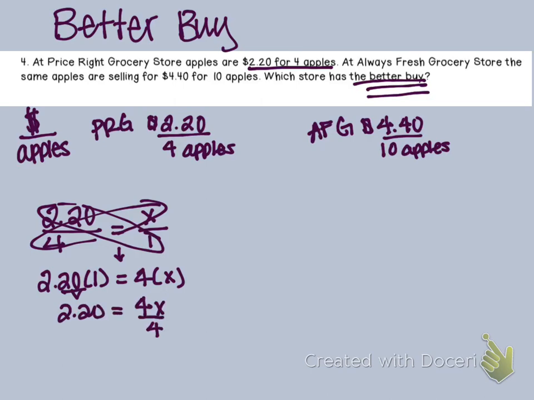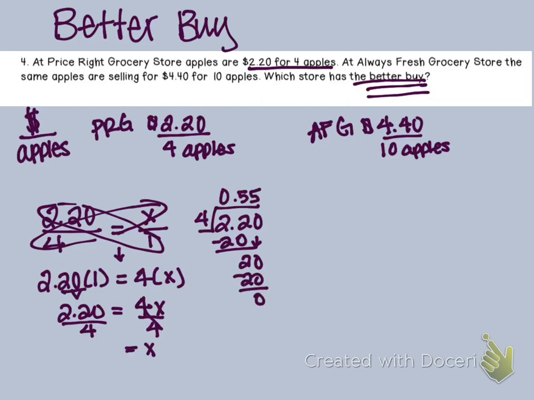And then we divide by 4 on both sides, and x is equal to 2.2 divided by 4. Bring your decimal straight up. 4 does not go into 2. It goes into 22, 5 times, minus 20 is 2 left over. And the 4 goes into 20 5 times again with 0 left over. So here it's 55 cents for PRG.